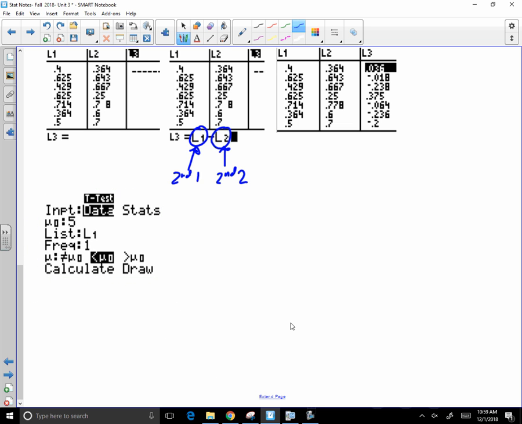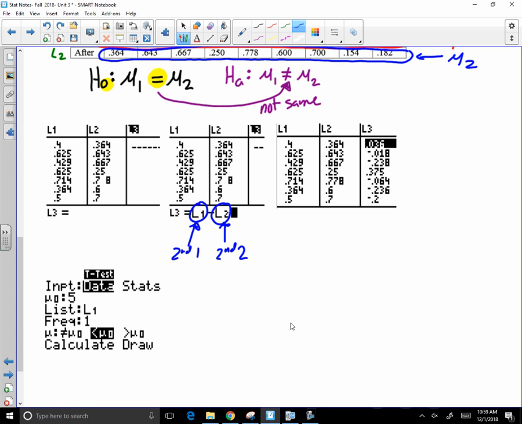And we have to make some changes here. The null hypothesis is no difference. Mu1 equals mu2 is the same as no difference between mu1 and mu2. So that's going to tell us that our null should be 0, because in this context, that mu sub 0 represents the difference between the two entries in my null. My list is L3.